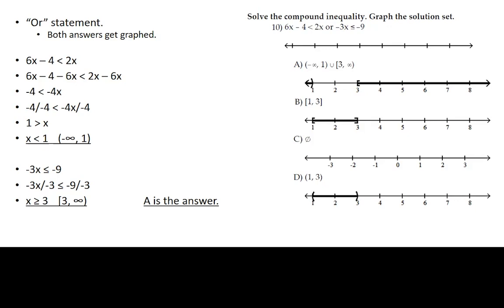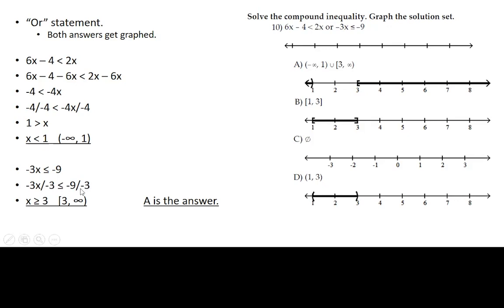Moving on to the second part of the compound inequality, we have -3x is less than or equal to -9. We're going to go ahead and divide both sides by -3 to get the x by itself. -3x divided by -3 leaves us with just our x. -9 divided by -3 gives us +3. Negative divided by negative is positive. And the sign flips from less than to greater than because we divided both sides by -3.